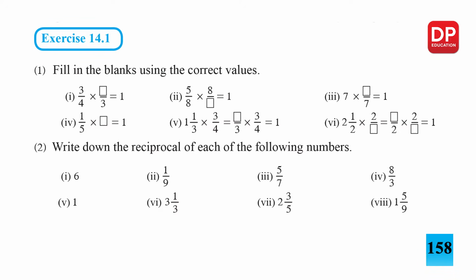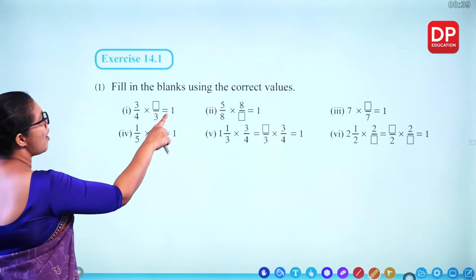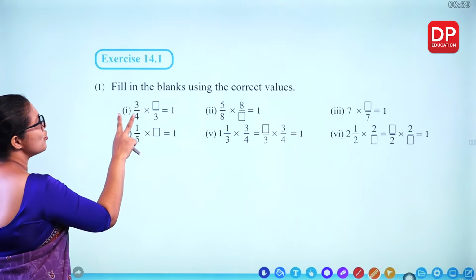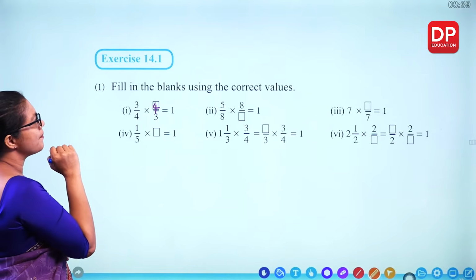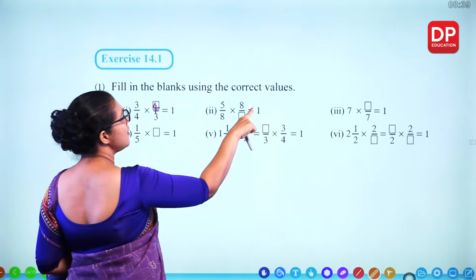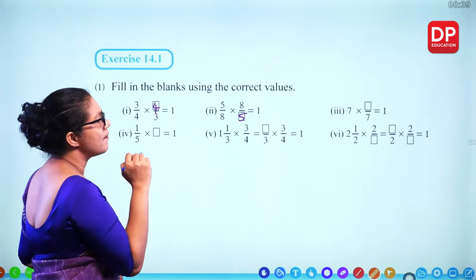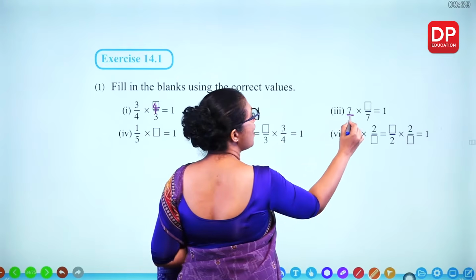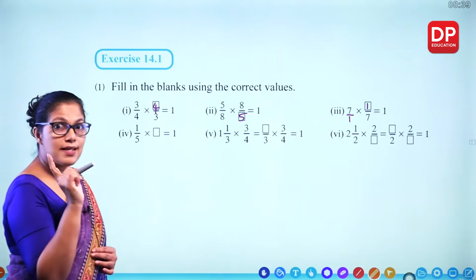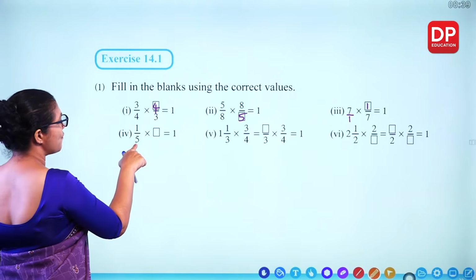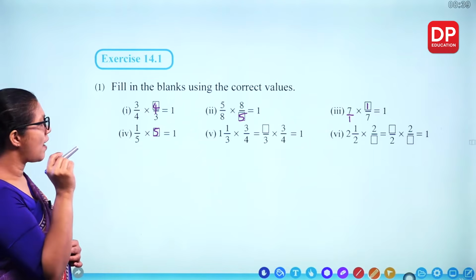Exercise 14.1. Fill in the blanks using the correct values. Now you are getting answer 1. So what you do? You take the reciprocal of 3/4. 4/3. Second one, to get 1, what's the reciprocal of 5/8? 8/5. This is 7/1. Reciprocal of that is 1/7 because the answer is 1. 1/5. What's the reciprocal? 5/1, or you can just write 5.